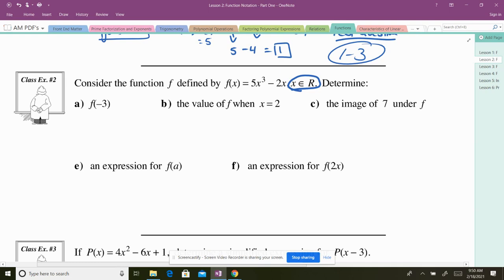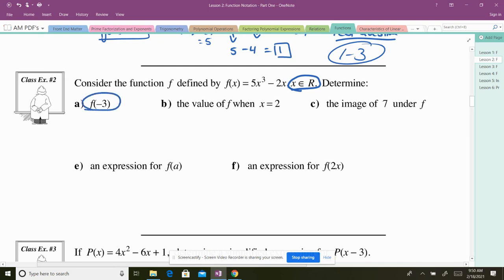That's when you're talking about domain. It's negative infinity to positive infinity. It's saying x can be any number, any real number. You don't have to worry about that. I'm not going to test you on that in terms of why it's there. It's just saying you can put any number x you want in there. No domain restriction. Okay? All right.